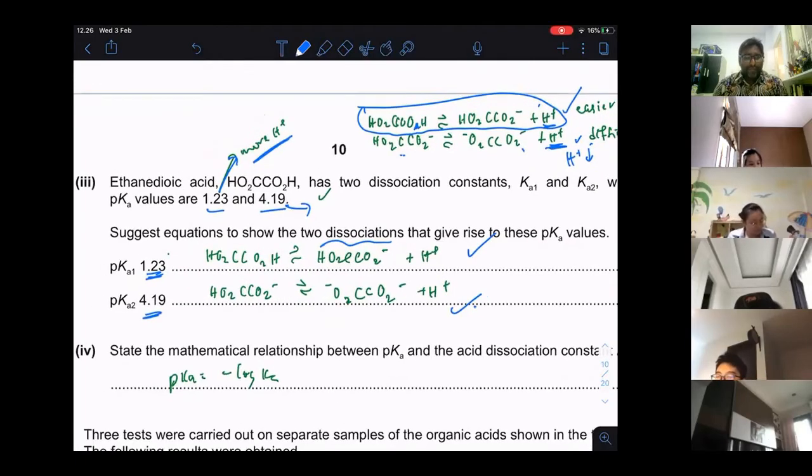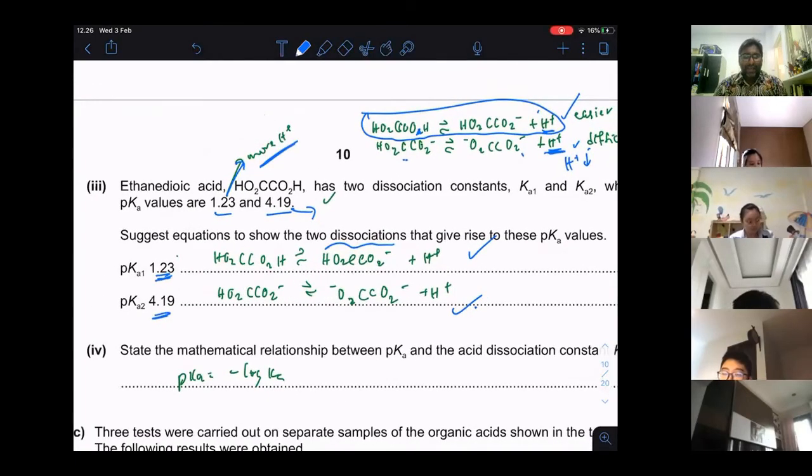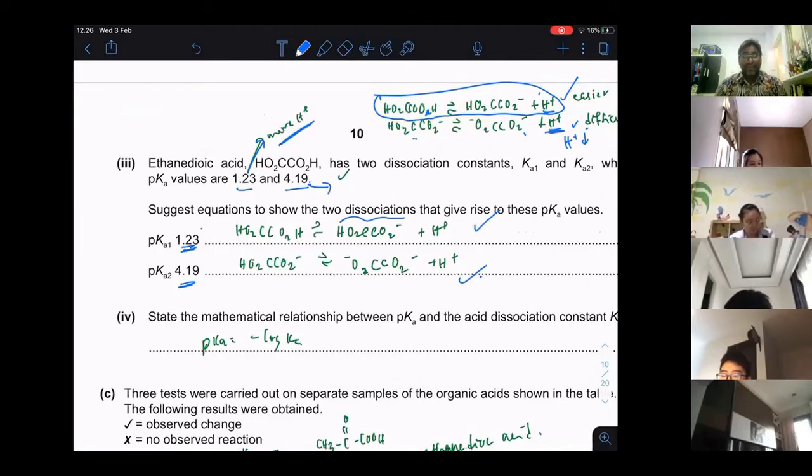If you have a situation where the dissociation can happen three times, then you will have three pKa for that. So if let's say there's another CO2H, then you are going to have another pKa. The pKa will increase every single time you remove, or the Ka will decrease every single time you remove. So do remember that.